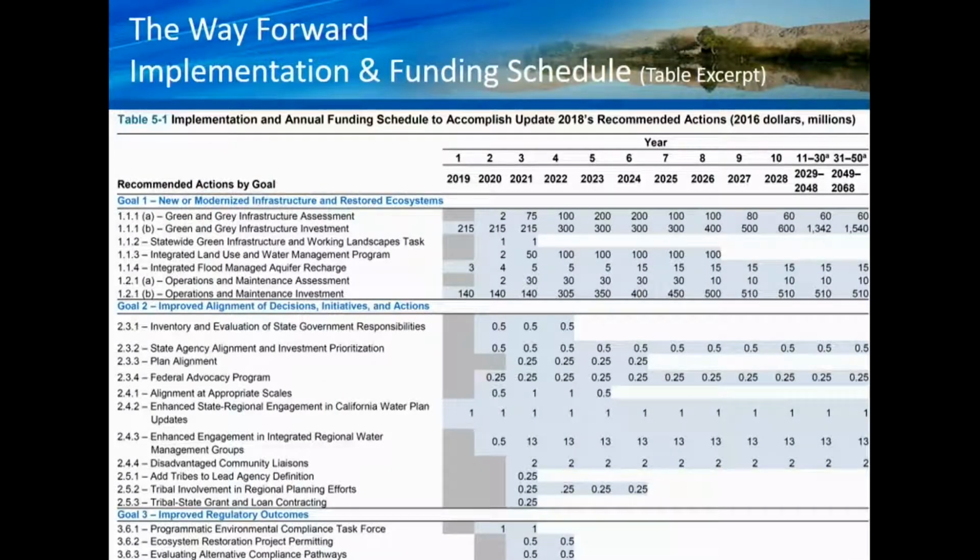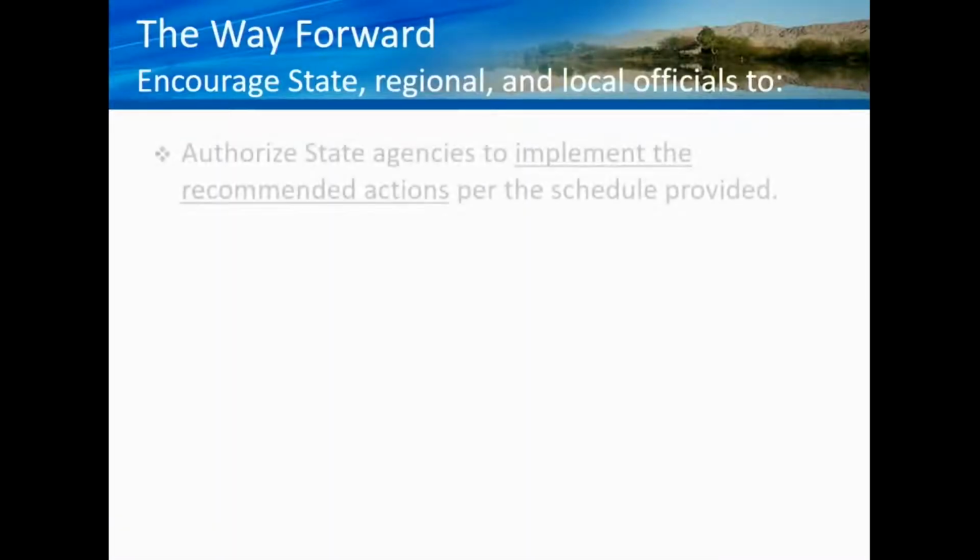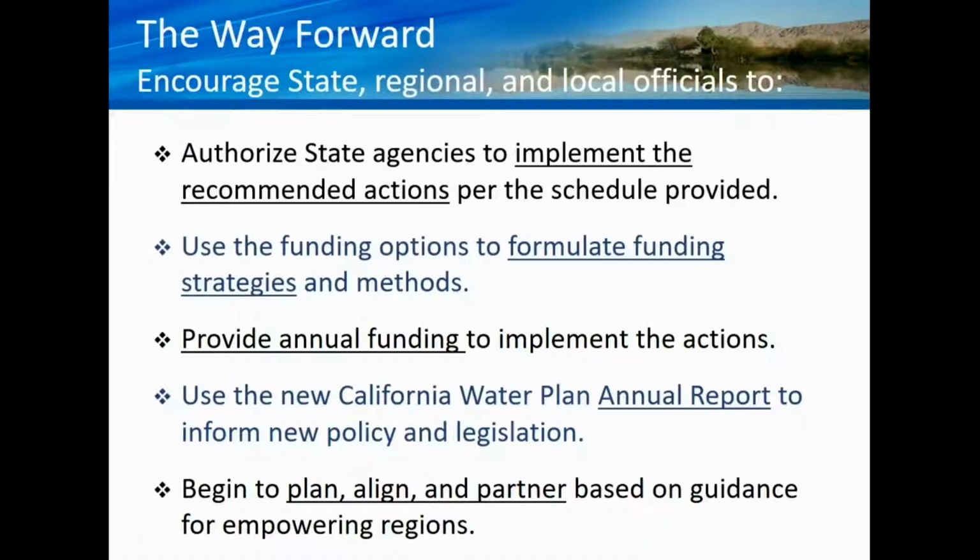Again, here's the implementation and funding schedule. We've got some details. We'll skip over that quickly. The way forward, basically, things that I will note on this, I don't think I have too much time, but we'll have an annual report that we're putting out there.